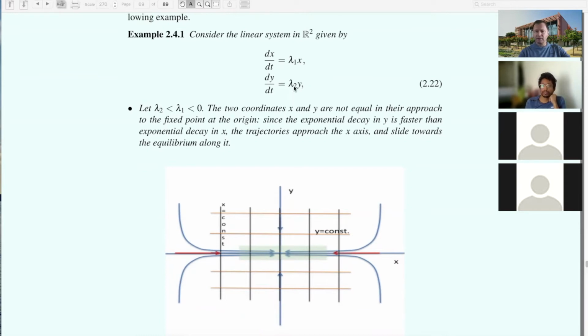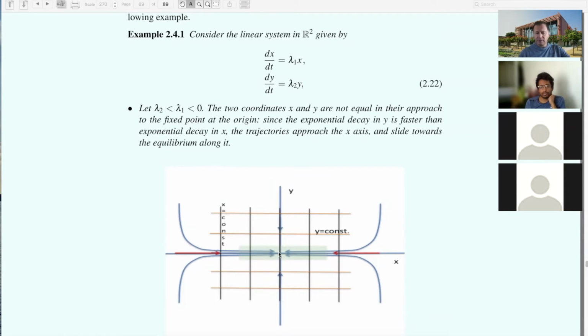Lambda 2 is negative, so that's going to be fast decaying towards 0, fast in the sense that it's faster than lambda 1, than the decay in X. So the decay in X is going to be slower. And so the trajectories are denoted here in blue. Now, of course, if your X is equal to 0, then you go towards the origin. But everywhere else, you have this fast decay towards 0 and then a slower slide towards the origin.